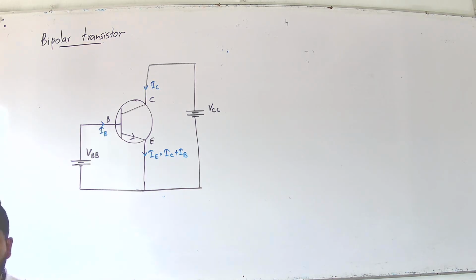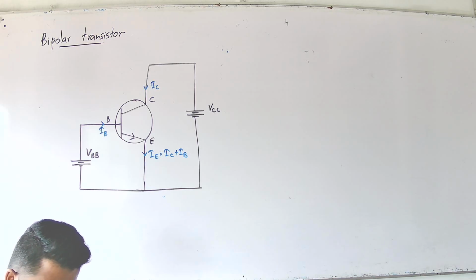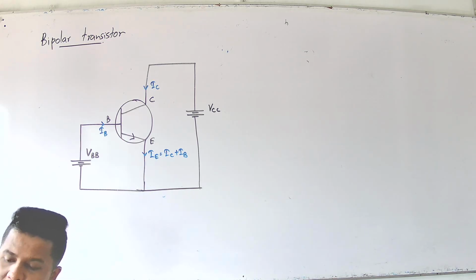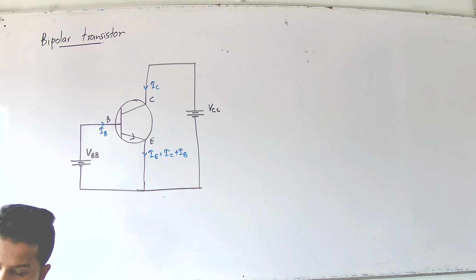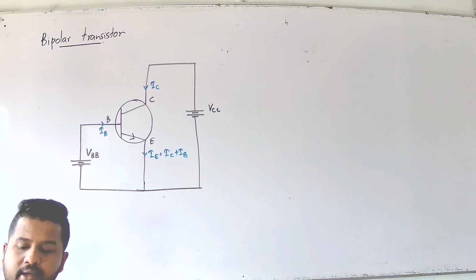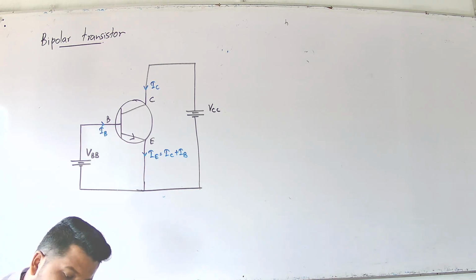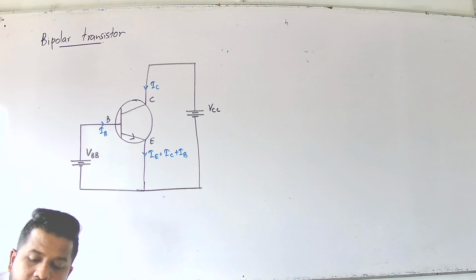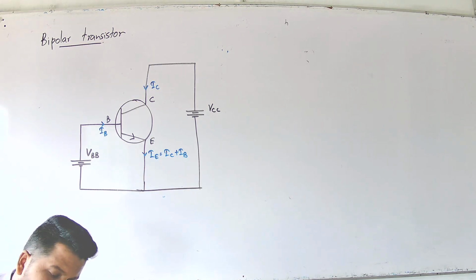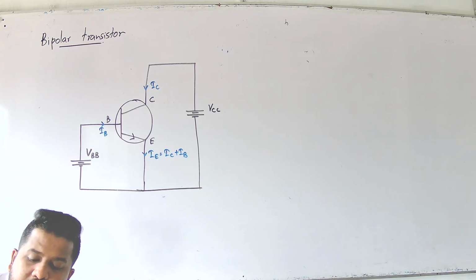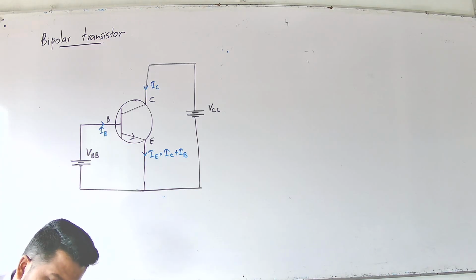Okay, write down. When a higher potential is given to B than to E, the BE junction is forward biased.